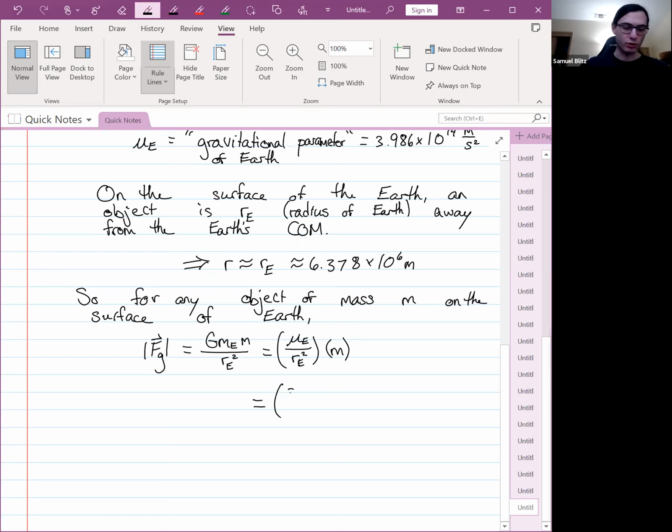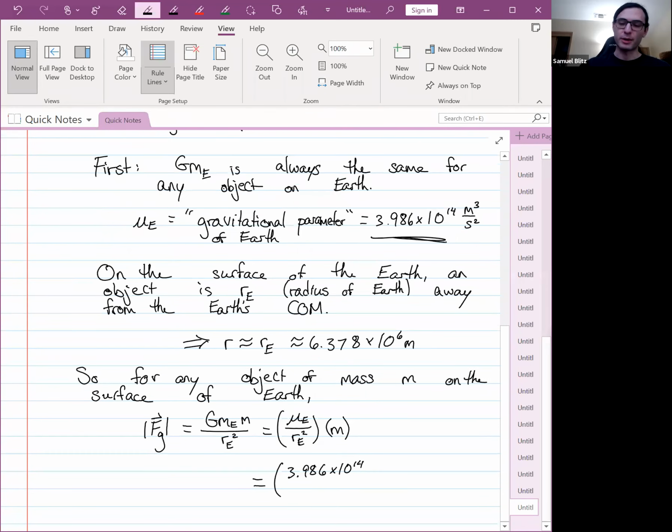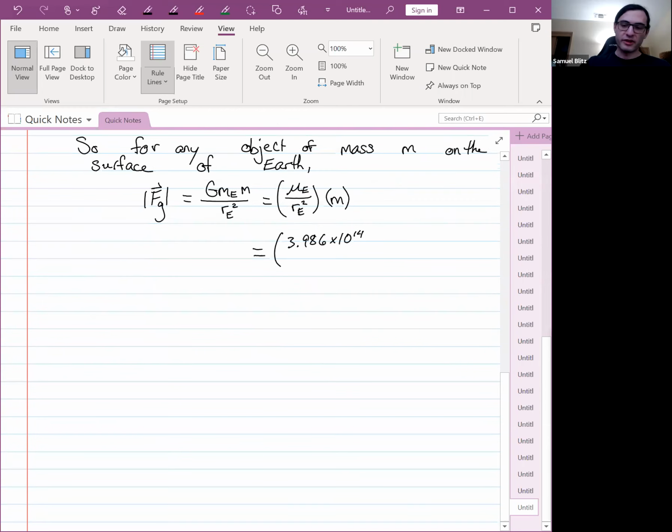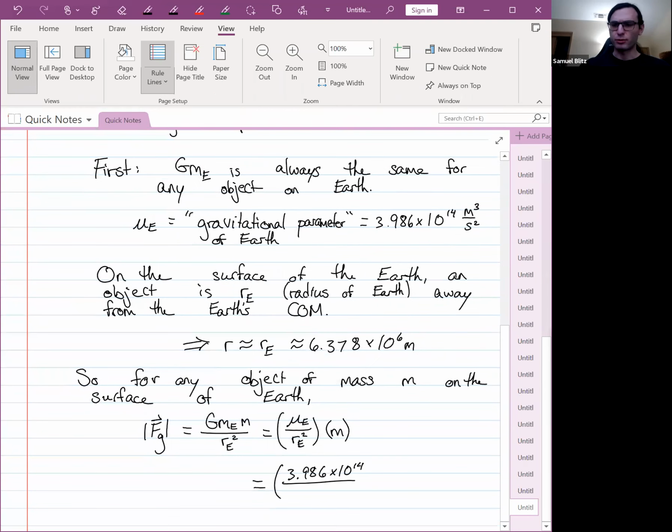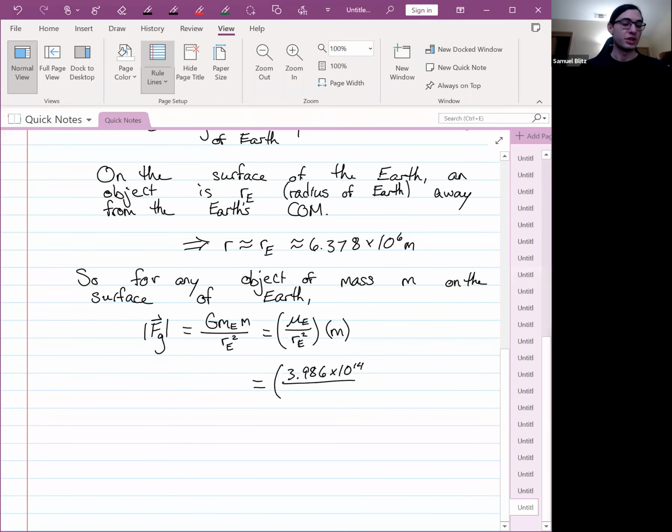And so we can just evaluate that. This is 3.986 times 10 to the 14th, that was the gravitational parameter, divided by the radius of the Earth. And by the way, the gravitational parameter has units of meters cubed per second squared, and we're about to divide it by meters squared. So the units at the end here will be meters per second squared. And then we're dividing it by the square of the radius. So this would be 6.378 squared times 10 to the 12th, because we're squaring the whole radius. And then this is just multiplied by the mass of the object.